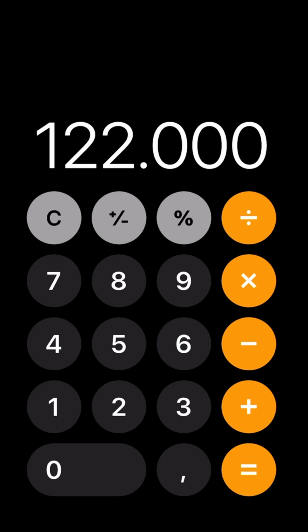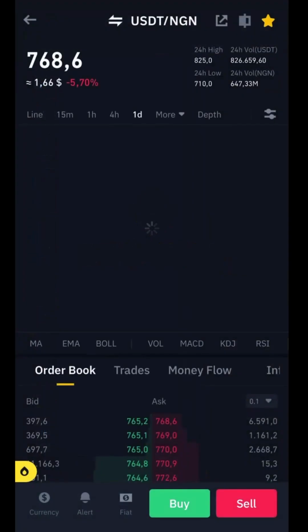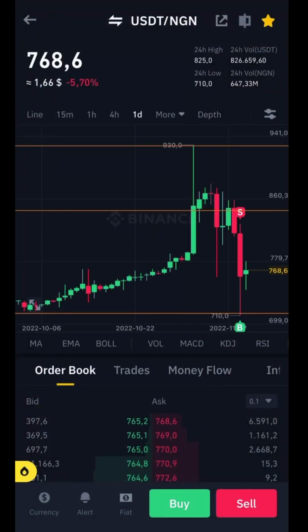Remember, it's good for you to use a large amount of money to do this, for your profit to be meaningful. So it's good to use a large amount of money to do arbitrage trade in general.